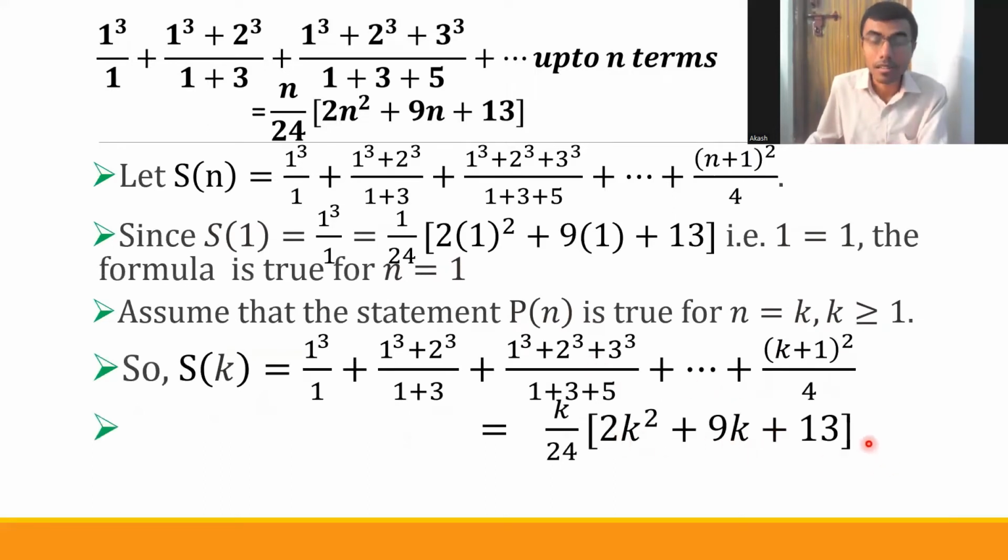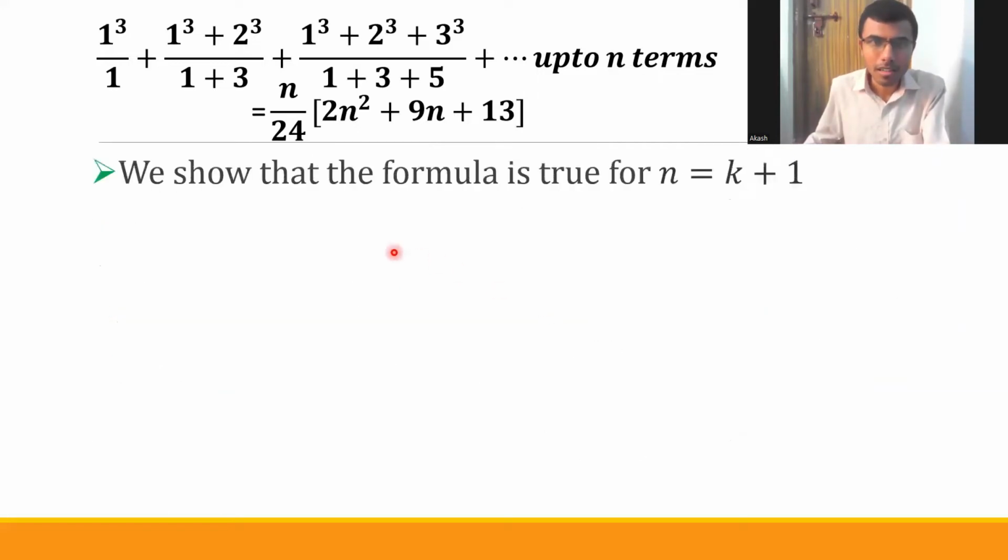Okay. Now we proved that the given statement is true for n equal to 1. We assume that the given statement is true for n equal to k. Now we need the real part. We need to show that the given statement is true for n equal to k plus 1. We show that the formula is true for n equal to k plus 1. From here, the explanation is going to be a bit critical, so please be attentive.